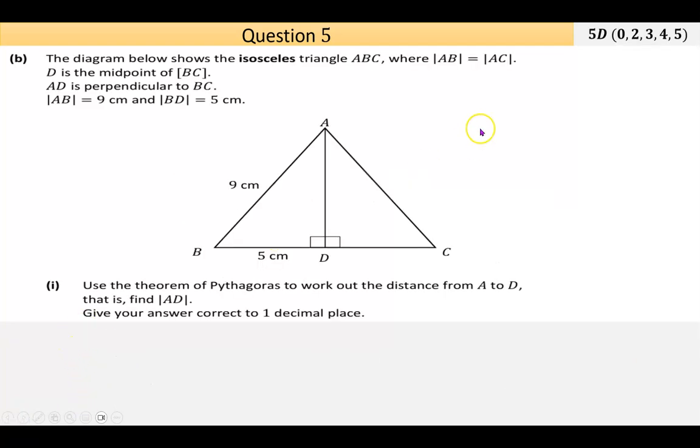Now, part B, part 1, it's only a 5 marker across a D scale, so we can pick up some marks here. Let's be careful to read the question. The diagram below shows the isosceles triangle ABC. Now, an isosceles is a special situation in geometry. It means that two sides are of equal length. Now, in an equilateral, all three sides are equal length.